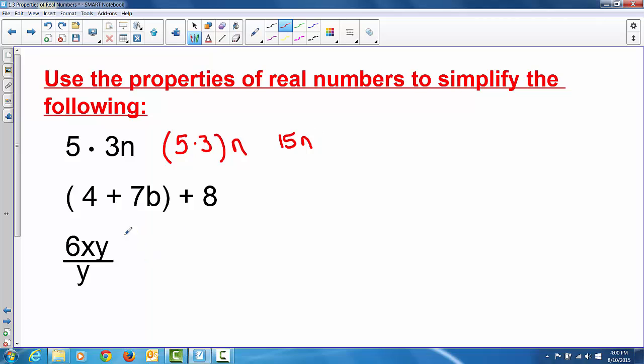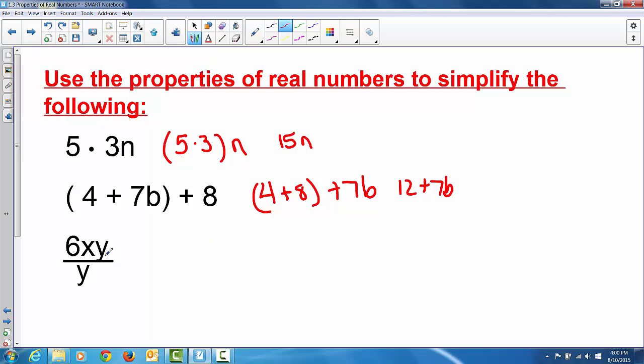Now down here we want to add like things together. The 4 and the 7b you can't add together because they're not alike. But you can add the 4 and the 8. So what we'll do is we'll go 4 plus 8 plus 7b. And that gives us 12 plus 7b.